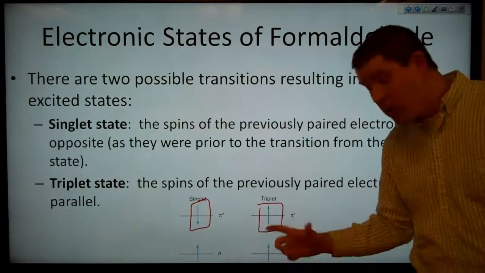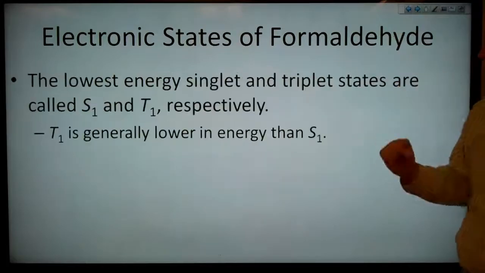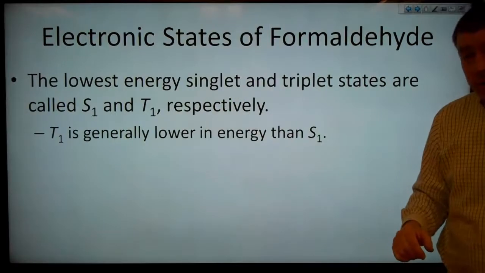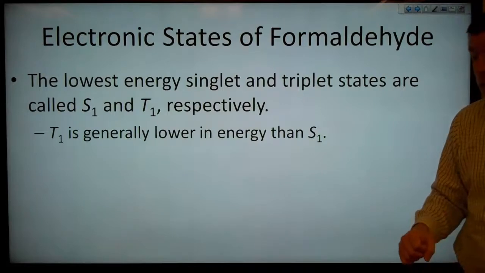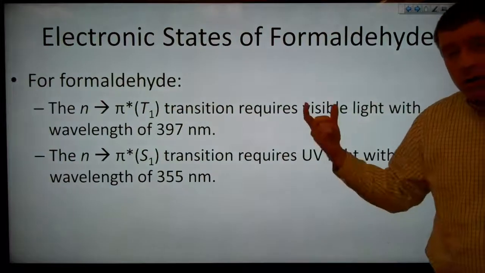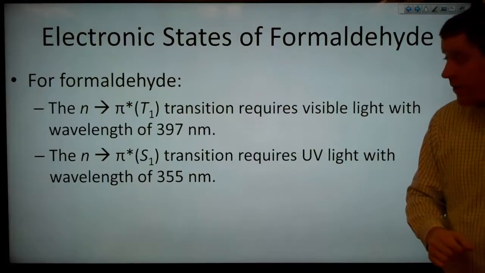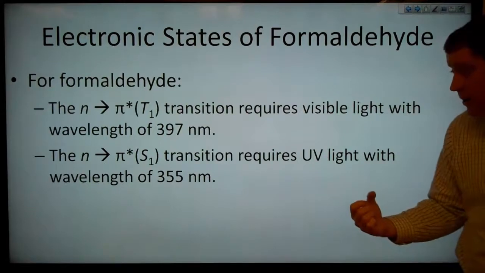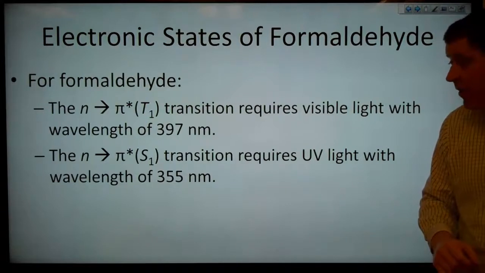So now, with this one, we've flipped the spin on that electron, so we have the singlet state and the triplet state. Now, the lowest energy singlet state and triplet states are called S1 and T1, respectively, and T1 is generally lower in energy than S1, the singlet state. For formaldehyde, that n to pi star triplet state transition requires visible light with a wavelength of 397 nanometers. Going into the singlet state requires ultraviolet light, so slightly more energy, with a wavelength of 355 nanometers.